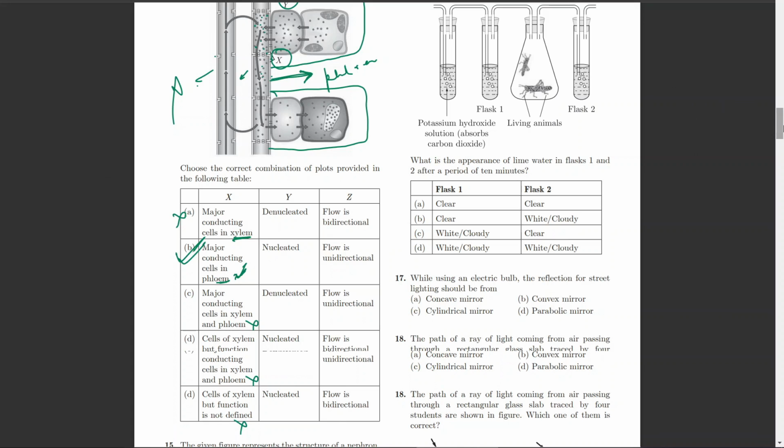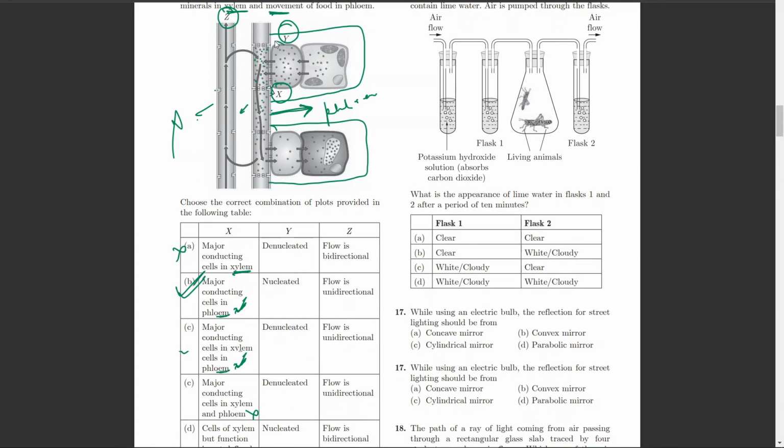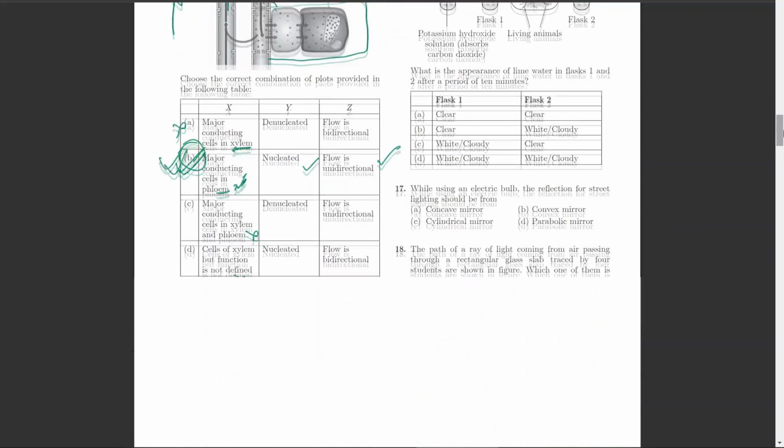Y is nucleated. Here is Y, this companion cell is Y, and you must have studied that the companion cell does contain the nucleus. So of course it is nucleated. Flow is unidirectional in Z. Here you can see the arrows going upwards. So yes, it is unidirectional. So option B is the correct option.